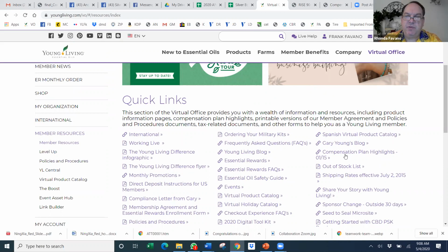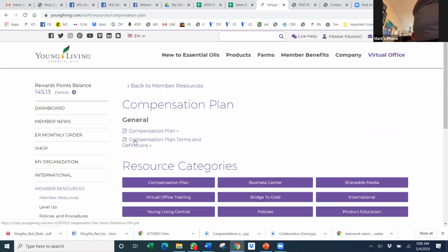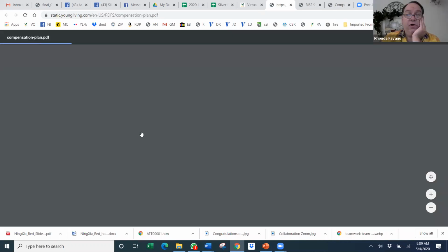Under member resources, compensation plan highlights, it says 1 to 15. That's really wrong. Let's go to compensation down here. And you get the terms definitions, but you have the comp plan here. And then I'll jump over to my PowerPoint, but just to show you where it's at. So if you go to the comp plan from the virtual office member resources, you're going to get what is basically a picture of a trifold brochure about the comp plan.